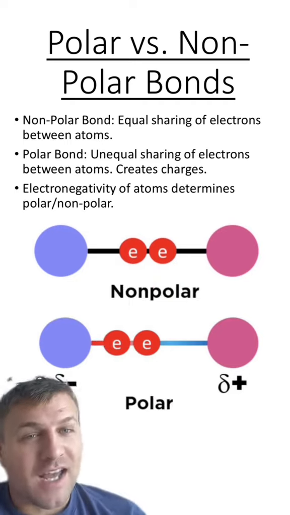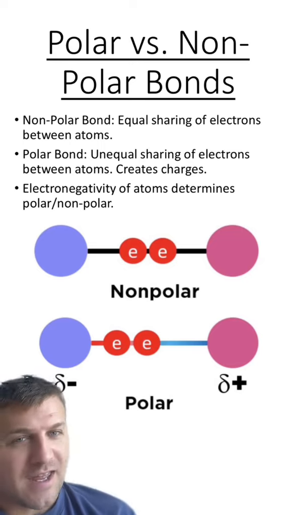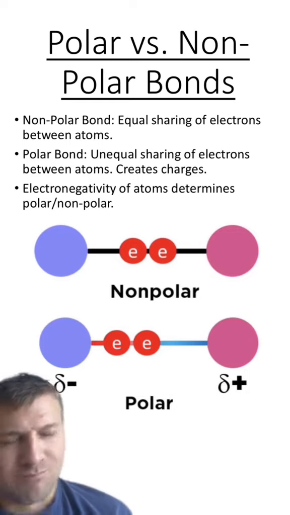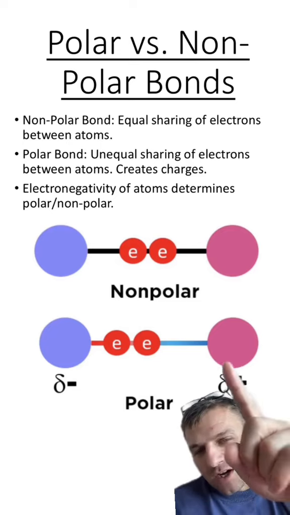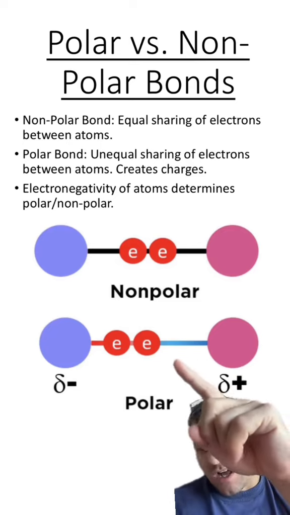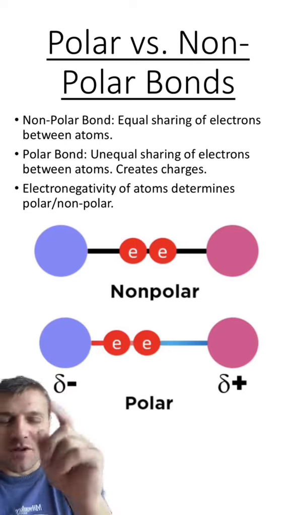Polar bonds have an unequal sharing of electrons, and this is going to create charges around the atoms within the molecules. You can see in our example here two atoms sharing electrons, however, they're being shared unequally. That's because this atom is pulling on the electrons just a little bit more than the other atom.